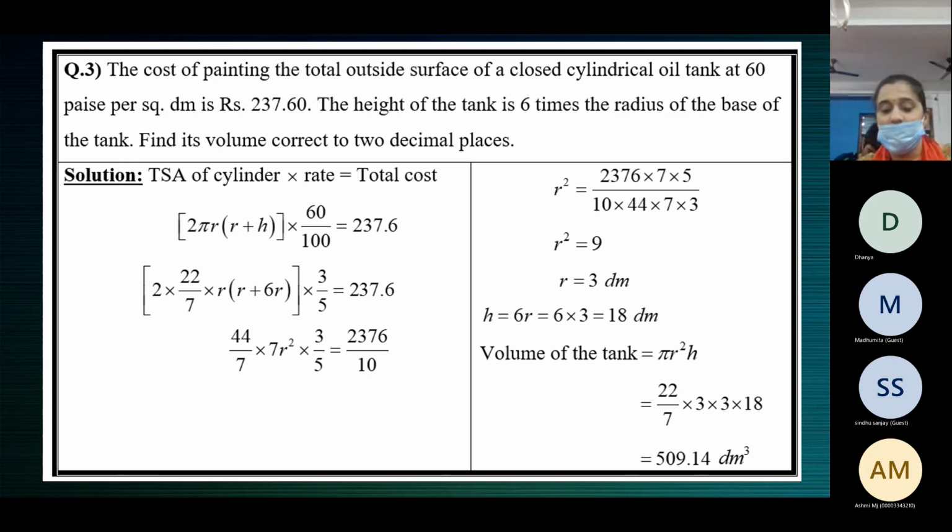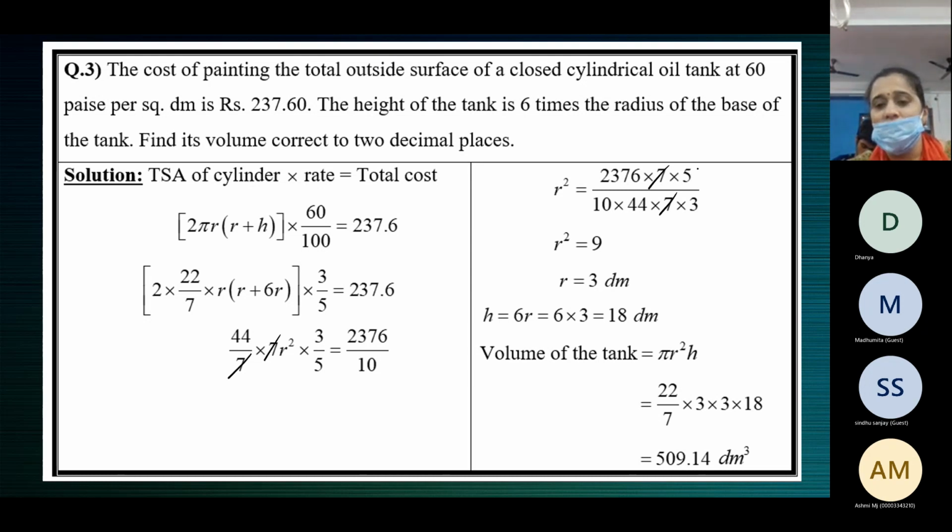Okay, let me help you to simplify this one. So I should have cancelled the 7 and 7 here itself, children. Okay. So on the other side, you'll get r square is equal to 2376 by 10, 3 by 5 comes as 5 by 3, and this 44 will come for division. Even if you get 7 here, they'll get cancelled now.